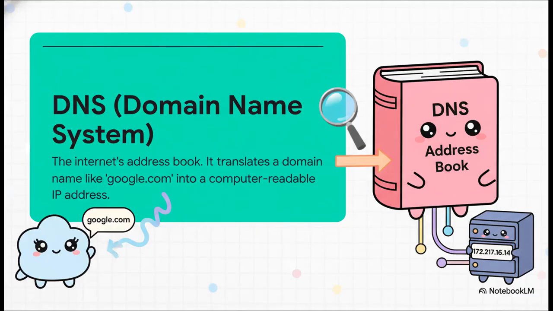So, how do we get from the name you type to the number the computer needs? That is the absolute magic of the DNS, the domain name system. Just think of it as the internet's giant, super fast address book. Your browser just asks, hey, what's the number for Google.com? And the DNS instantly looks it up and gives it the answer. It sounds simple, but without it, the internet as we know it just wouldn't work.